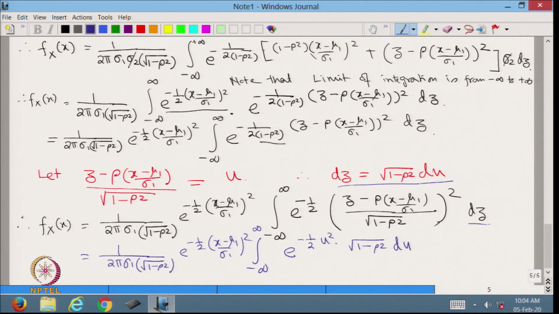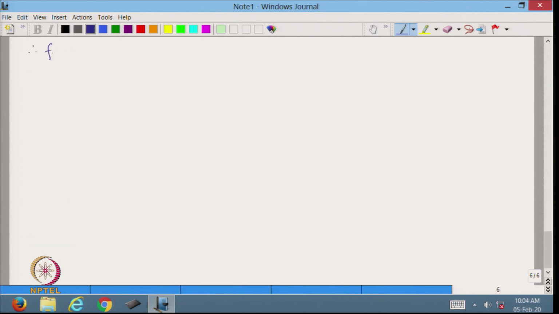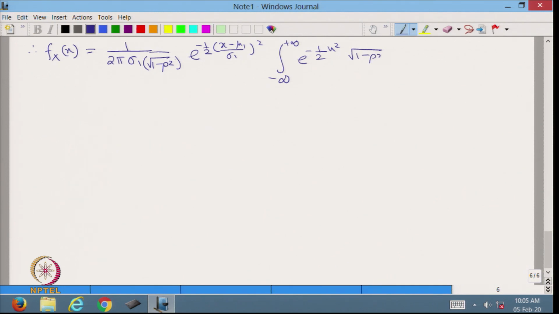We have used this here. Now, if we look at this portion, therefore, f x of x is equal to 1 over 2 pi sigma 1 root over 1 minus rho square into e to the power minus half x minus mu 1 upon sigma 1 whole square into integration of minus infinity to plus infinity e to the power minus half u square into root over 1 minus rho square du.